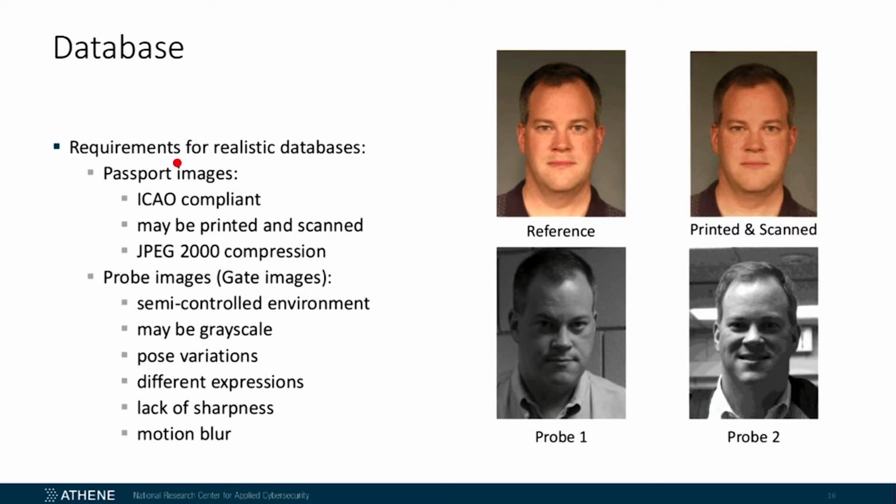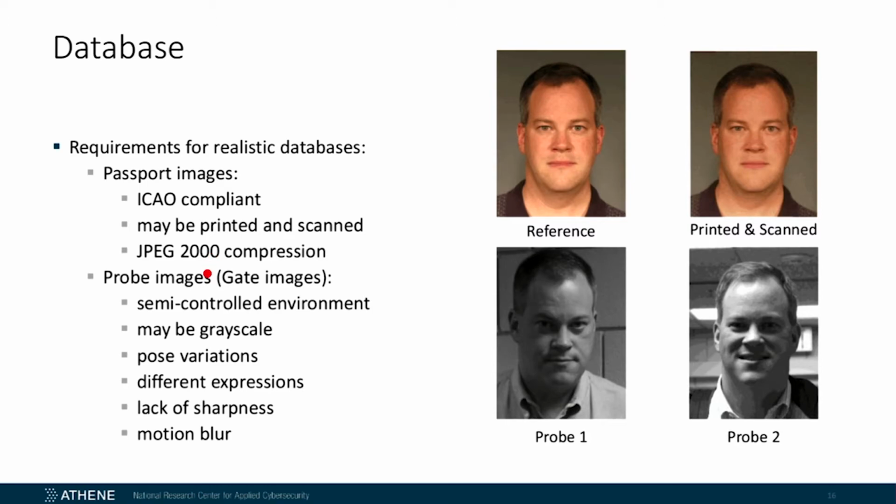First, passport images, which can be assumed to be ICAO compliant because that's checked during the application process. They may be printed and scanned, as in Germany at least, they can be handed over in printed form at the application desk. And they are JPEG 2000 compressed when stored into the passport.